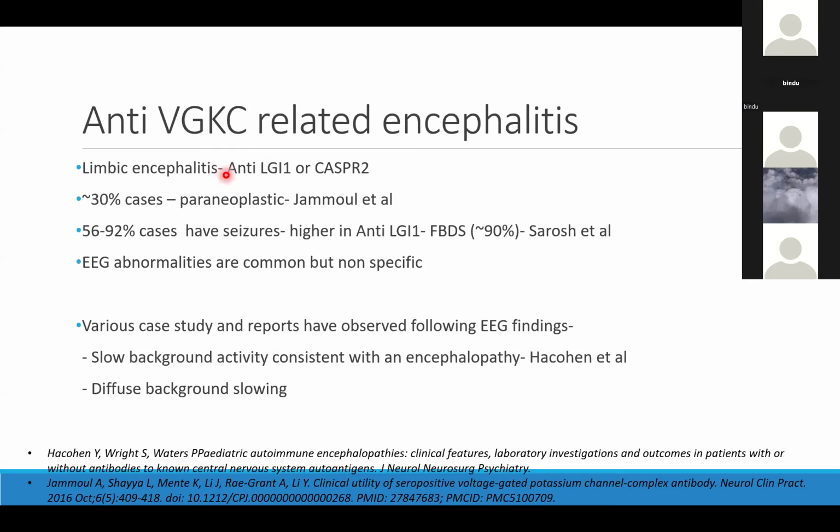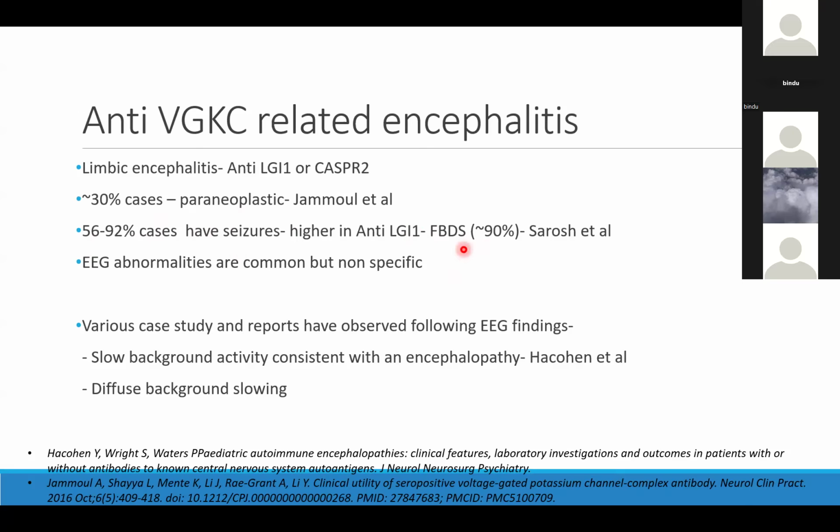Coming to anti-VGKC related encephalitis, it is also predominantly a limbic encephalitis, with anti-LGI1 and Caspr2 antibodies. Almost 30% of cases are paraneoplastic. In the rest of the 70% of cases, we need not find an underlying neoplasm. And 56 to 92% of cases can have seizures, higher when the patient has anti-LGI1 antibody titers. And about 90% of cases present with facio-brachial dystonic seizures.